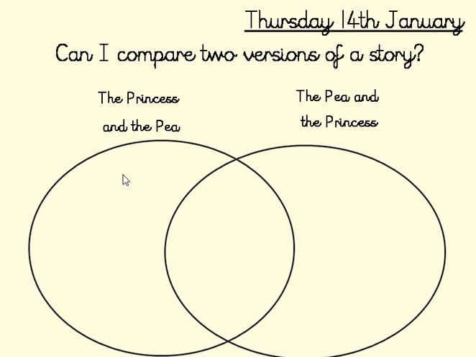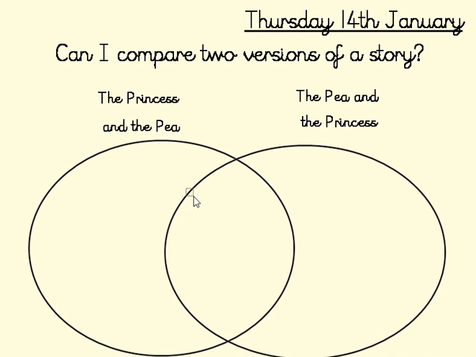So in this section here, we're going to write what is only in the original, traditional version of The Princess and the Pea. And in this section here, we're going to write what is only in our version of The Pea and the Princess. And in the middle, we're going to write what the same is. So let's have a think about some ideas now. Let's start with thinking, what's the same? What's the same about these?